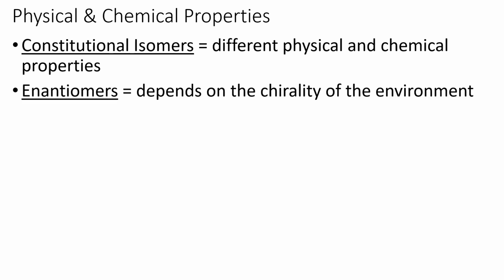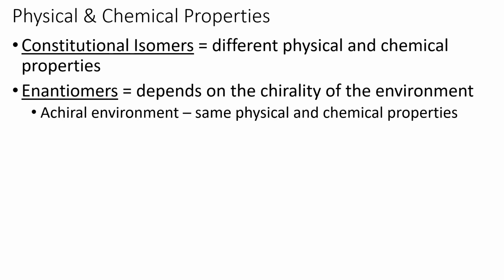So then we just talked about enantiomers. Remember, enantiomers are those non-superimposable mirror images. So the only thing that changes is their three-dimensionality in space. And what we're going to see with enantiomers, their physical and chemical properties are going to depend on the chirality of the environment that it is in.